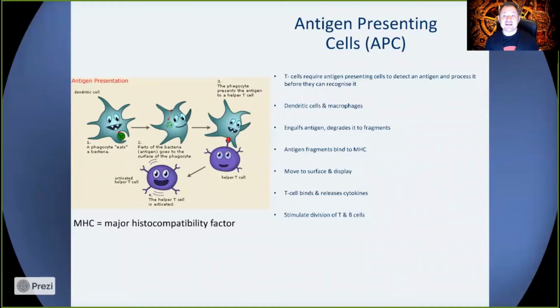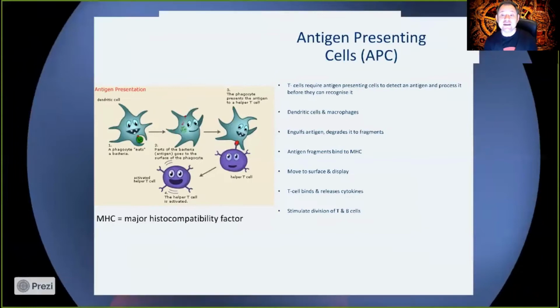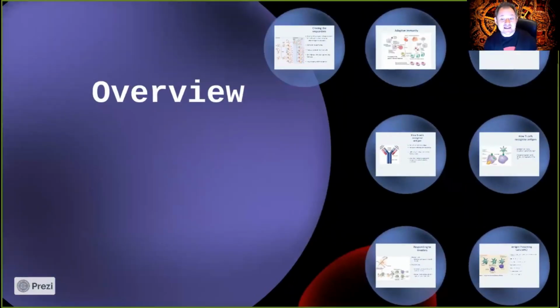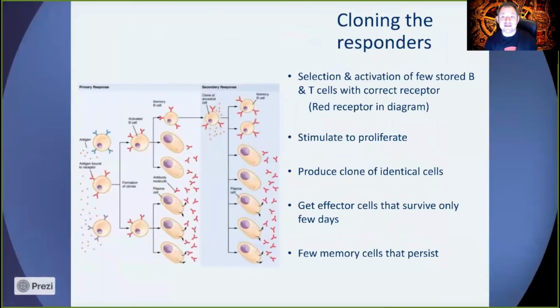Dendritic cells and macrophages are antigen presenting cells. They engulf antigen and degrade it into fragments. The antigen fragments are bound to major histocompatibility complex displayed on the surface. T cells bind to them, activate, and then release lots of chemical messengers into the blood known as cytokines that stimulate the division of both T and B cells. So helper T cells are absolutely essential for regulating the immune system.